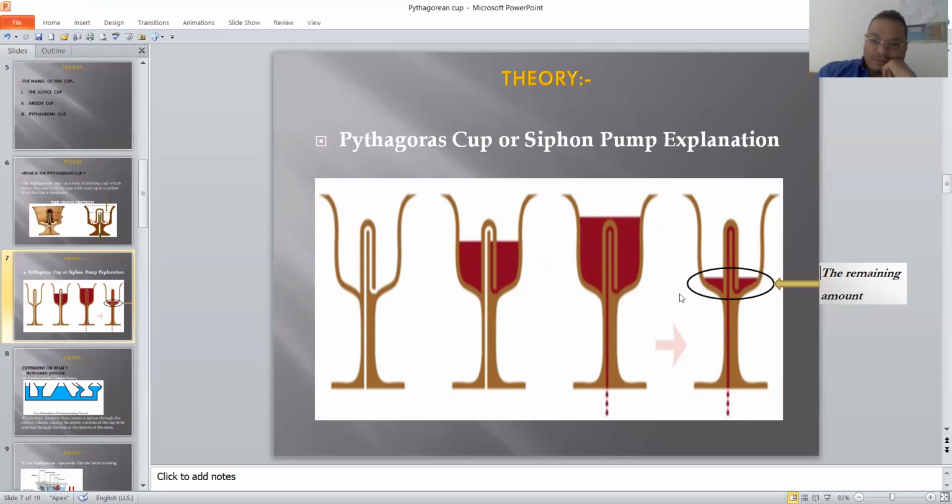Here, at the second part, the hydrostatic process is not enough in the second cup and the last cup. The hydrostatic process is not enough because we are dealing with a remaining amount, and not all the water or liquid can throw out from this cup.